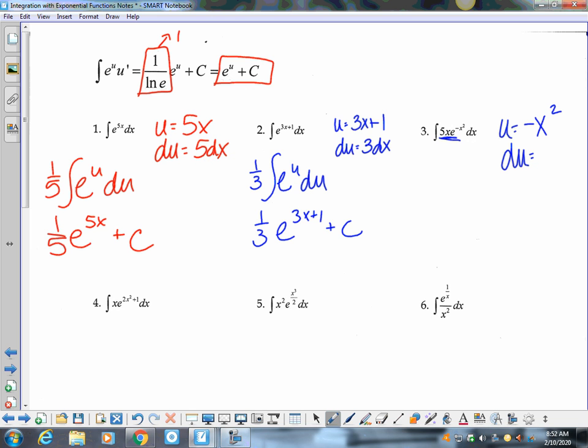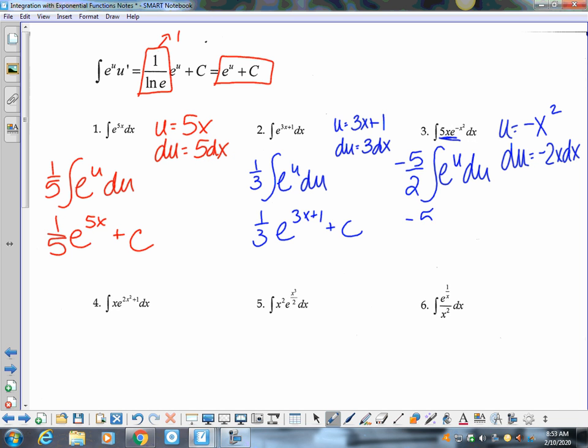My du is, so I need a negative and a 2, and I have an extra 5. So a negative 5 over 2. Yeah, so I'm going to have a negative 5 over 2. The 5 is extra, and the negative 1/2 is what I needed to balance it. And then that's e to the u du.